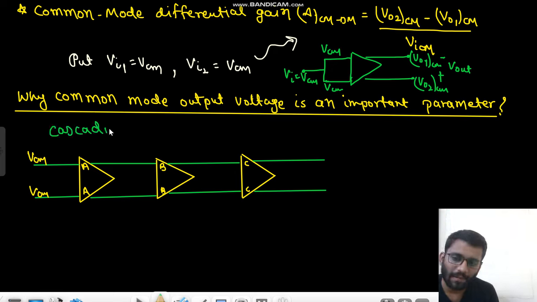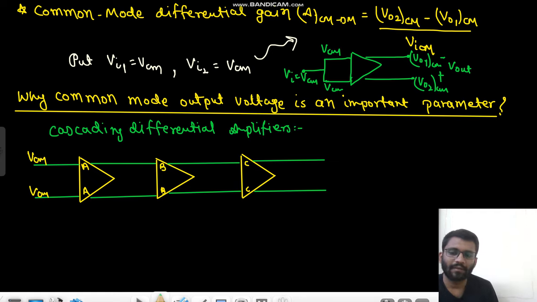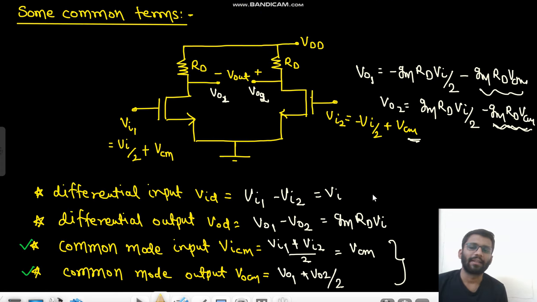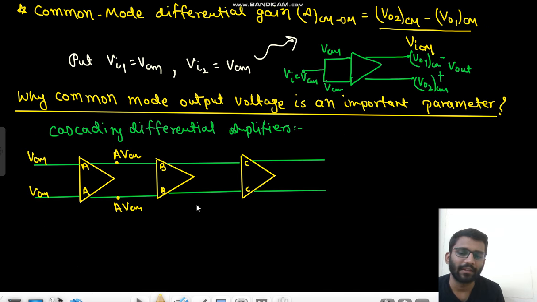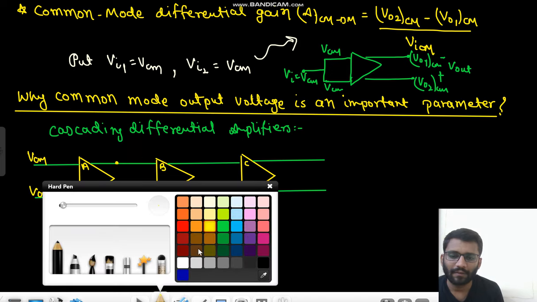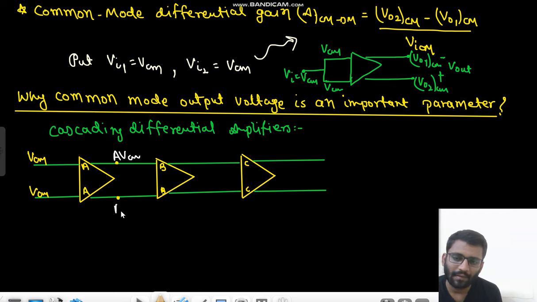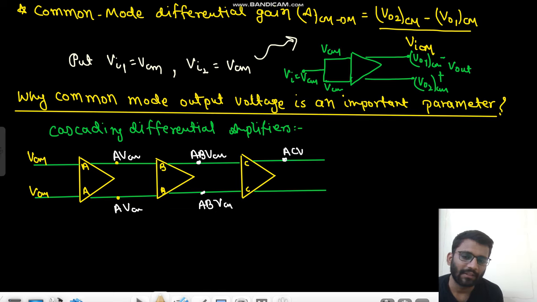Cascading differential amplifiers. After the first amplifier, it is amplified with the gain A, so it would be A into VCM, like here it was amplified with minus gmRD, right? So let us assume after the first amplifier it is amplified with A gain. After that, it is amplified with B gain, so it would be AB into VCM. After that, it is amplified with C gain, so it would be ABC into VCM.